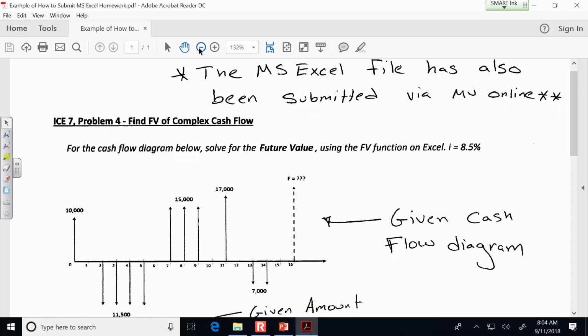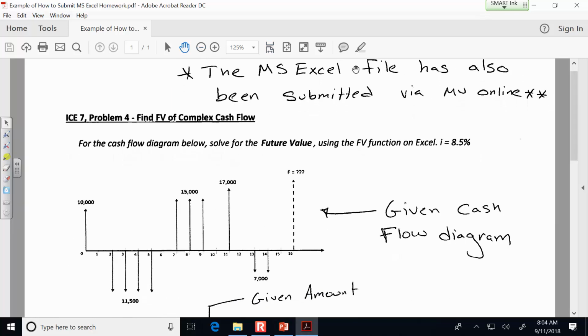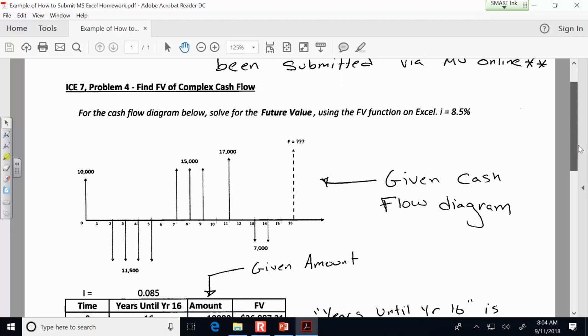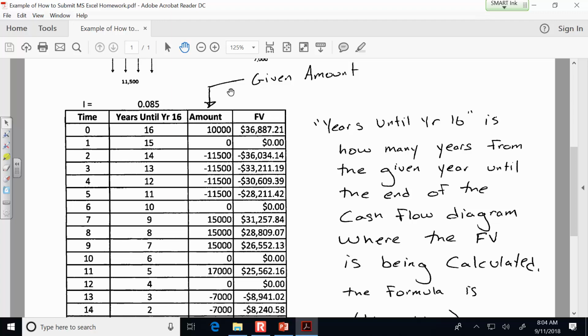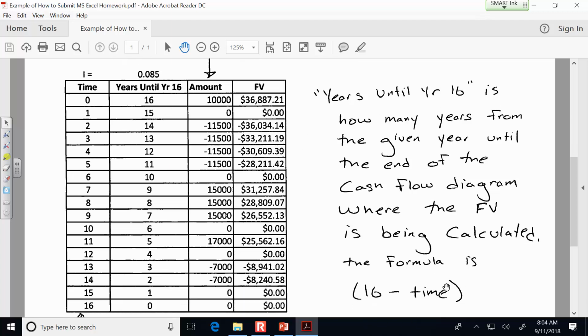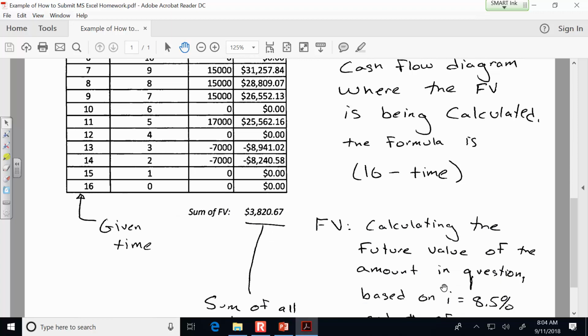So for instance, here I pasted the given cash flow diagram into my Excel file. And here's the solution, and I'm explaining what some of these columns are. For instance, that this column was just given data, and I'm explaining this column, years until year 16. I say what it is and how it was calculated, like what was the formula for that. Down here I'm indicating that this column of data was just given.